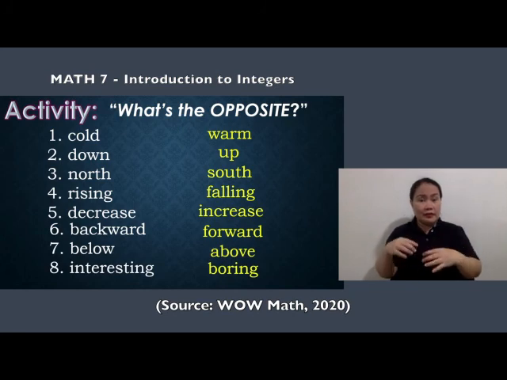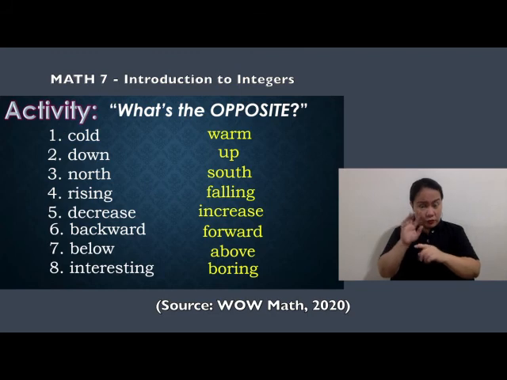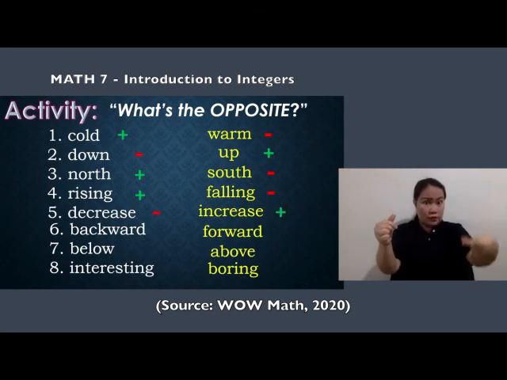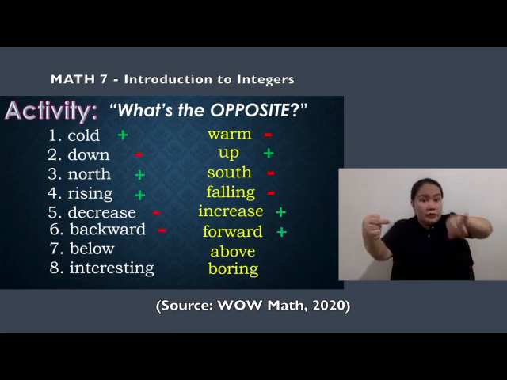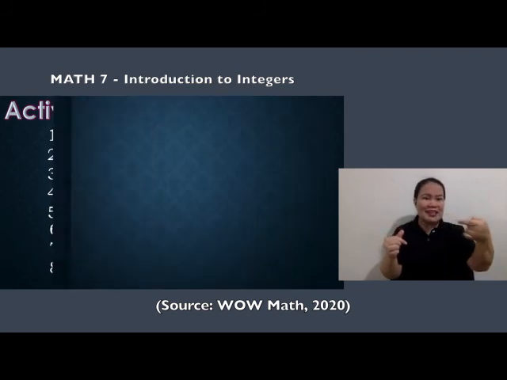Now, let us try to represent each word as positive or negative. So, cold, that is positive. Warm is negative. Down, that is negative. Up is positive. North is positive. South is negative. Rising is positive. Falling is negative. And then for decrease, negative, increase, positive. Backward, that is negative. Forward is positive. Below, negative. Above is positive. Interesting is positive. Boring is negative.